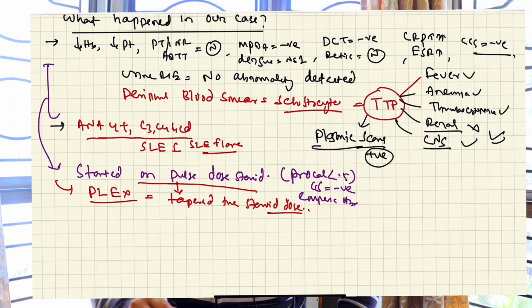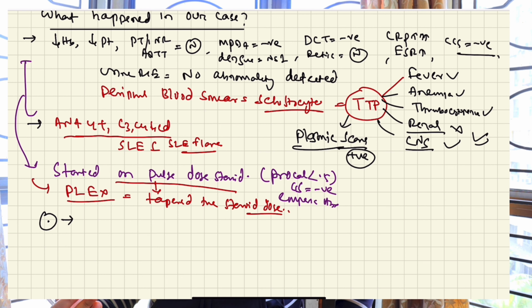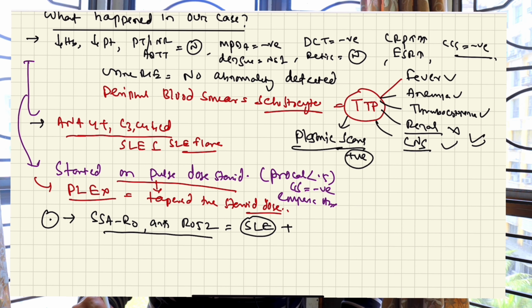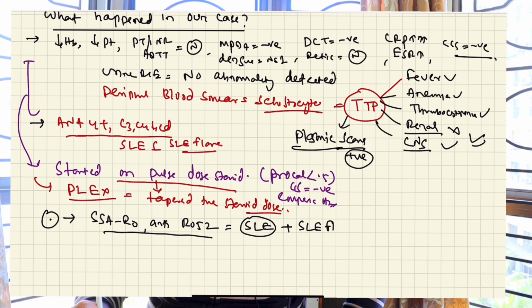At this point, the other autoimmune panel reports came in, which were positive for SSA/Ro and anti-Ro52. Both are positive in two scenarios: one is SLE and another is Sjogren syndrome. In this patient, the history is not suggestive of Sjogren syndrome, so our diagnosis of SLE is proved here. And because the patient presented with an acute condition with decreased C3, C4 count, the patient is also having an SLE flare. So considering all these things, along with PLEX, we started rituximab.